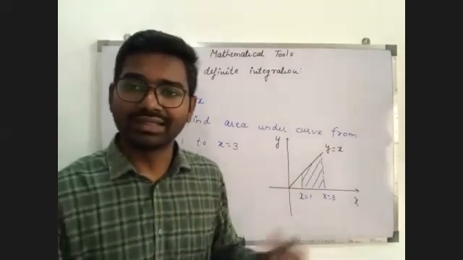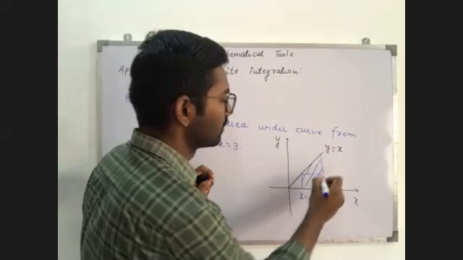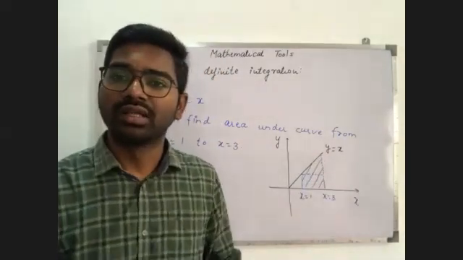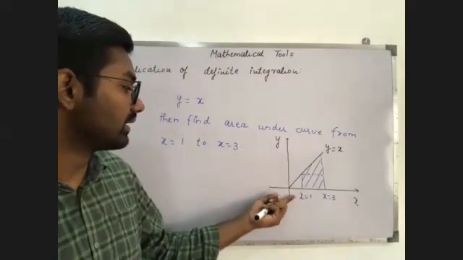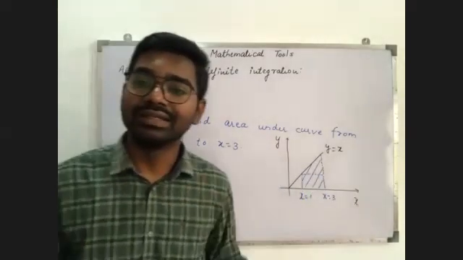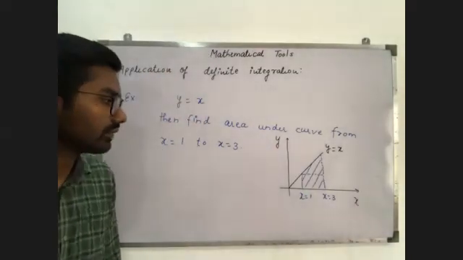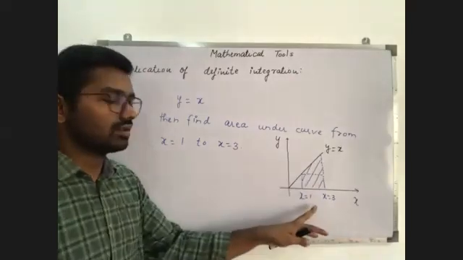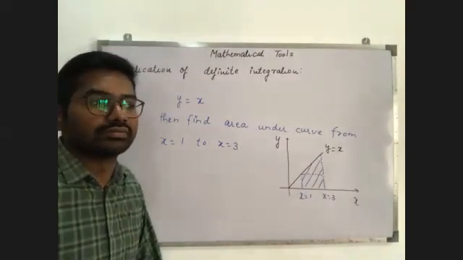Now two methods are there. One method we know, we can easily find by using the mathematical formula. But I want you guys to use the integration method to find the area. So everyone try to calculate by the integration method and let me know the answer. What is the area under the curve from x equals 1 to x equals 3?